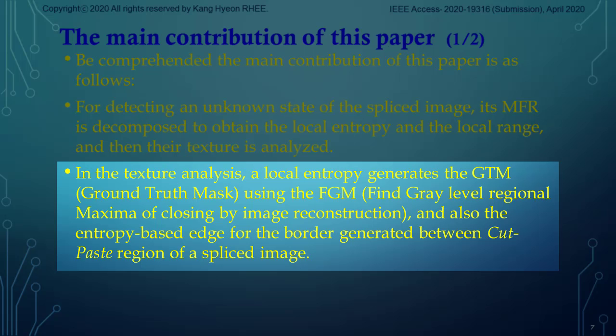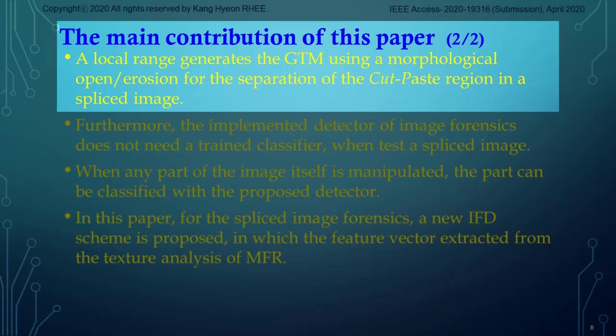In the texture analysis, a local entropy generates the GTM, ground truth mask, using the FGM, find gray level regional maxima, of closing by image reconstruction, and also the entropy-based edge for the border generated between the cut-paste region of a spliced image. A local range generates the GTM using a morphological open erosion for the separation of the cut-paste region in a spliced image.